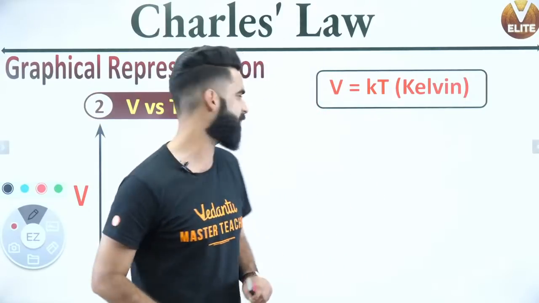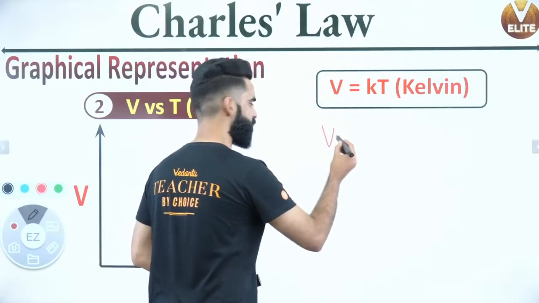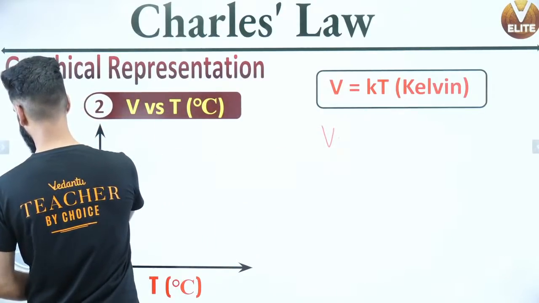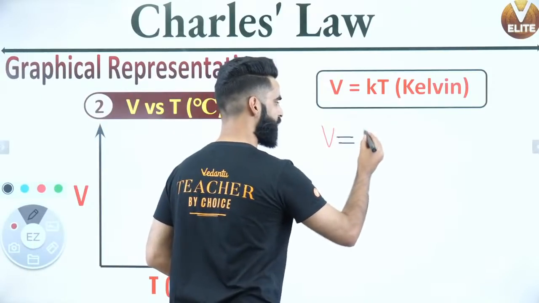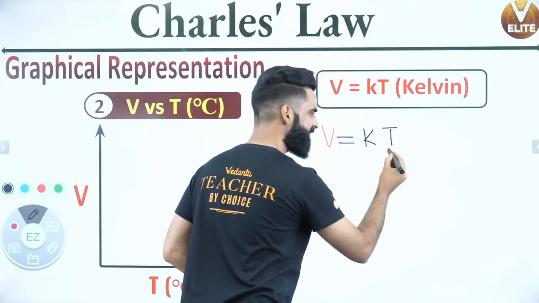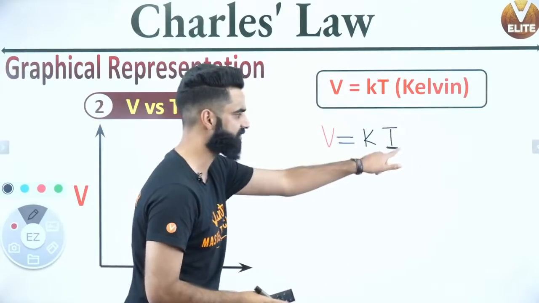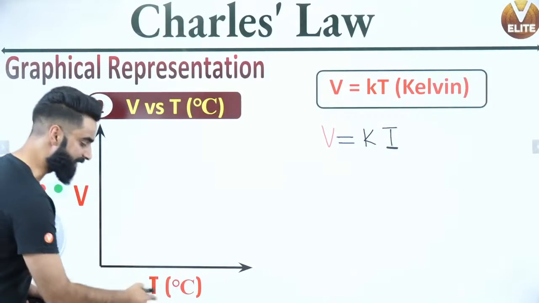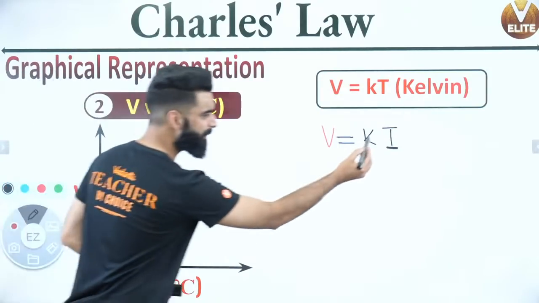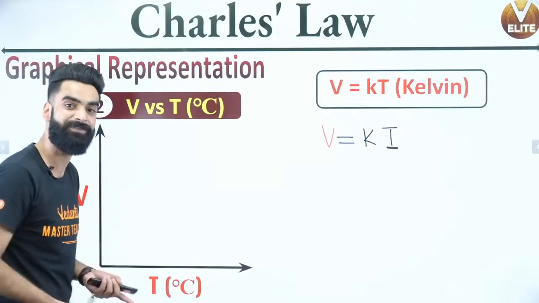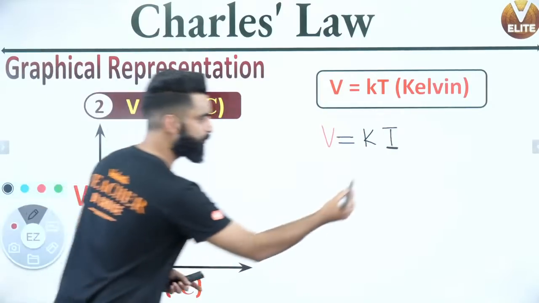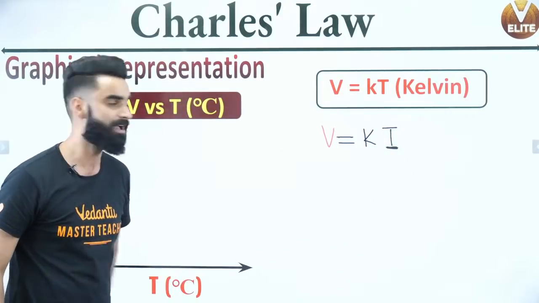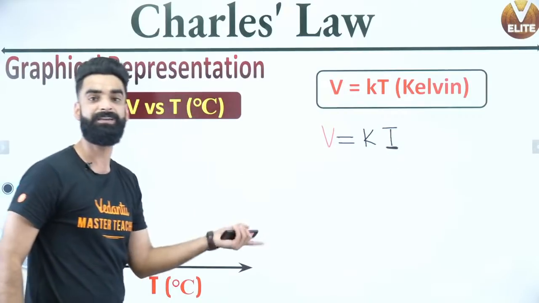But what was our basic equation? If you remember, our basic equation is V is equal to K multiplied by temperature, and this temperature is in Kelvin. Now, first of all, I have to plot a curve between volume and temperature in degree centigrade. But the temperature in my equation is in Kelvin, so I'm supposed to change it to temperature in degree centigrade.